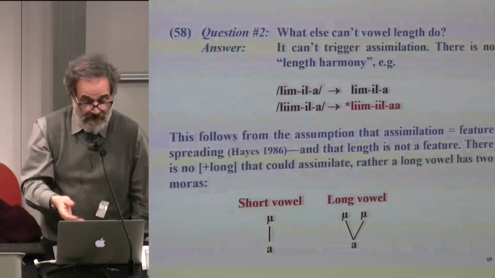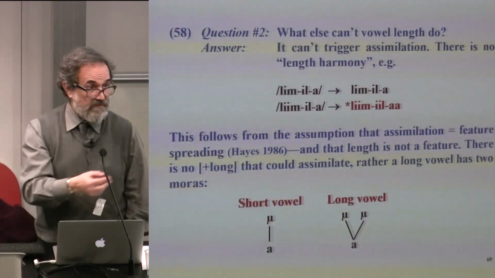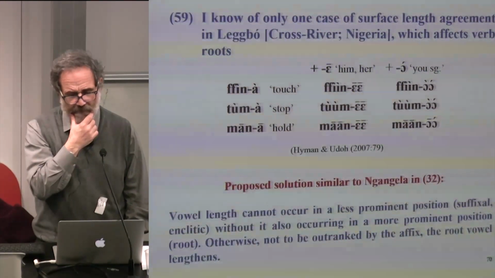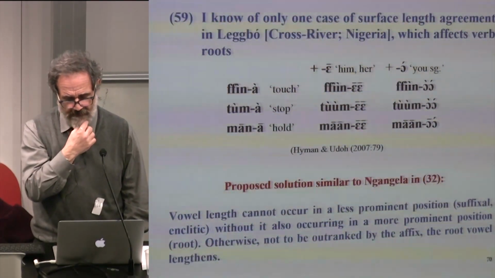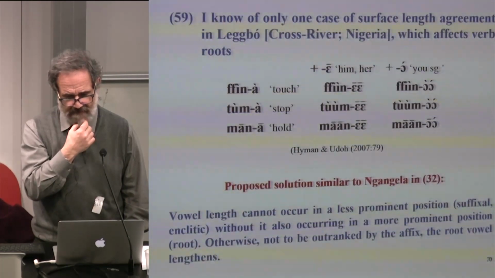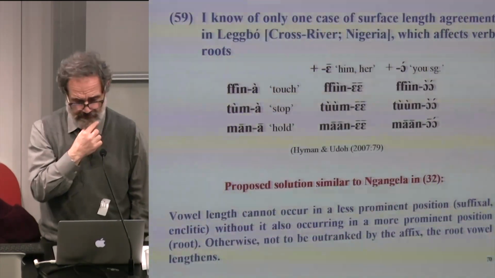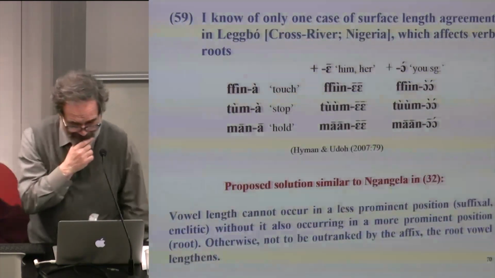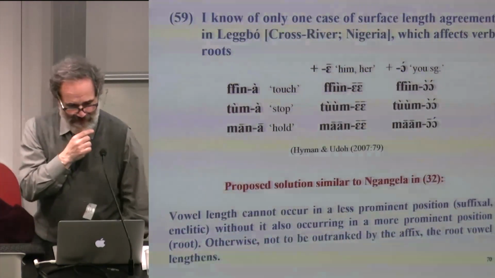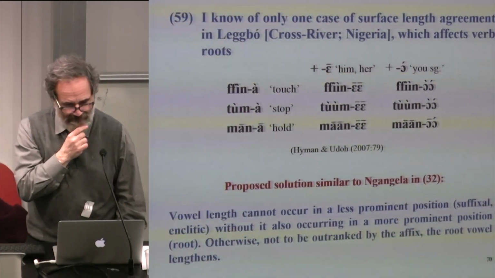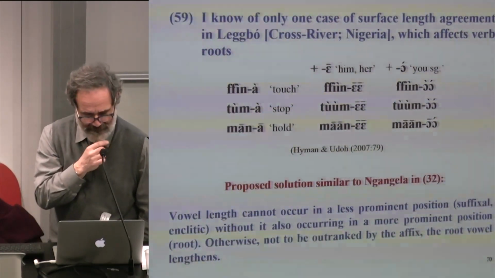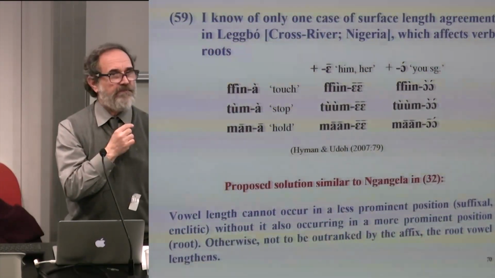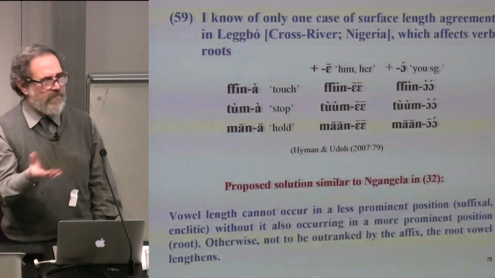The normal assumption is that a long vowel has 2 moras and a short vowel has 1 mora, as you see there. In fact, I know of only one case of surface length agreement, and this is from Legbo, in an article that Peter Austin published of mine here. And here you can see these verbs, fina, tuma, and mana, all have a short vowel in the root, and there is an a suffix. So lexical, sort of a frozen suffix.